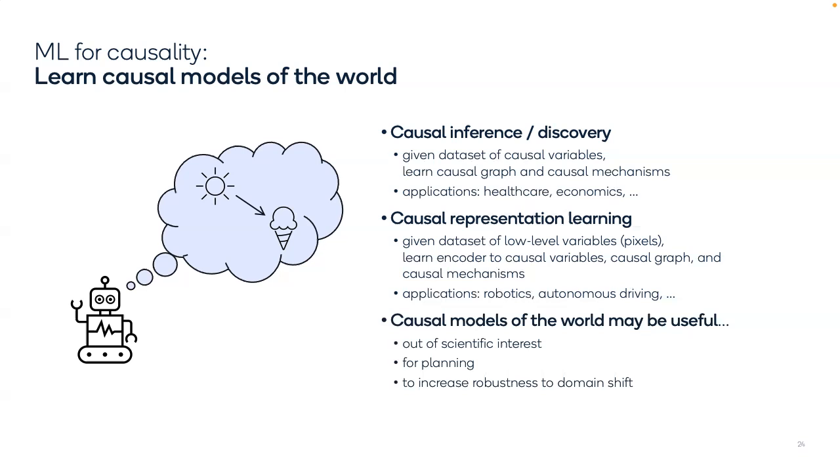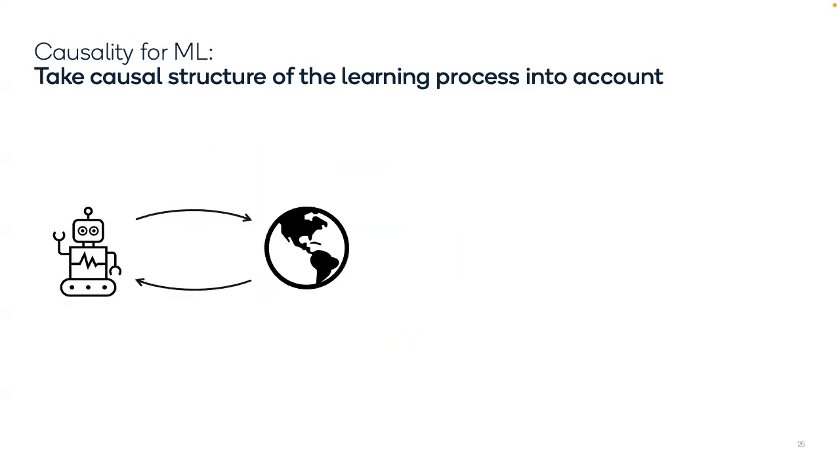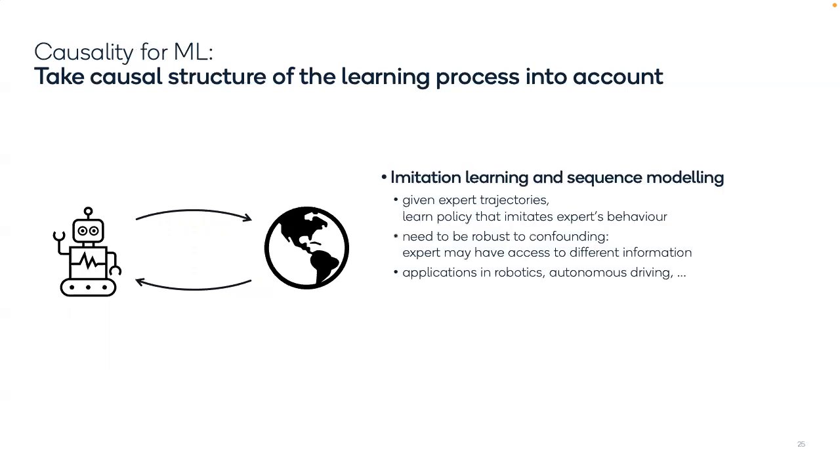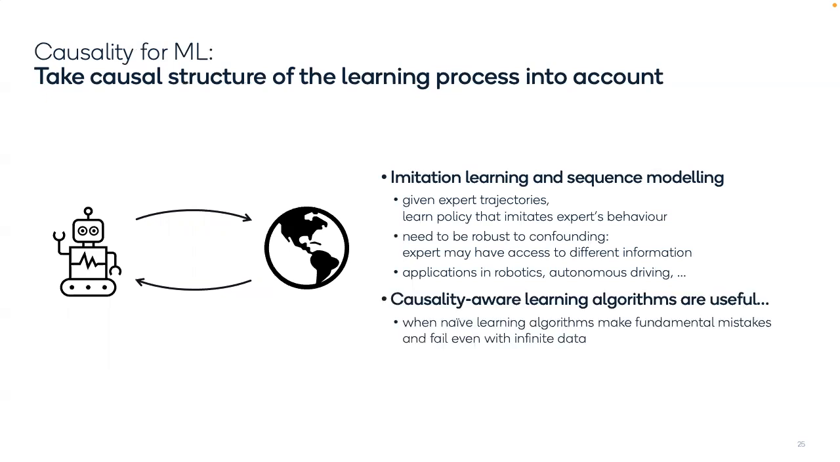Learn causal models of the world. The second kind of application is causality for machine learning. And here the idea is that you have some machine learning problem that you just want to solve, and you want to use some causal understanding of the learning process itself, how the data and the model interact with each other, or maybe how an agent in reinforcement learning interacts with its environment, to improve your machine learning algorithm. And I'll show you one example at the end of my part of this lecture from imitation learning, but maybe I'll skip over this a little bit right now.